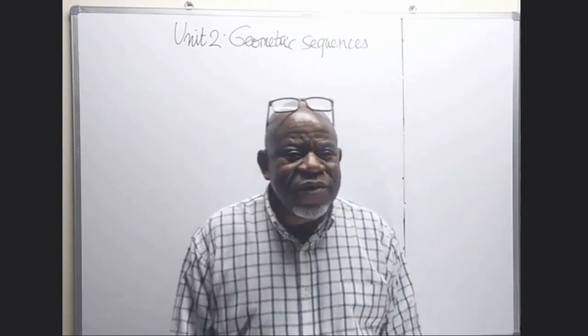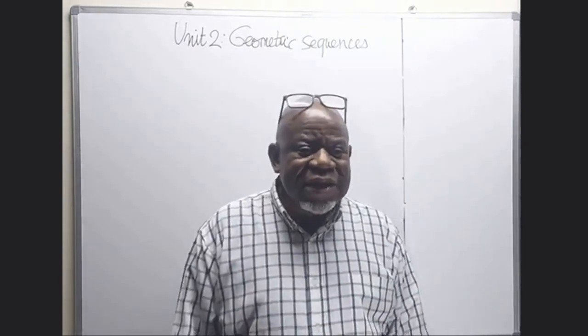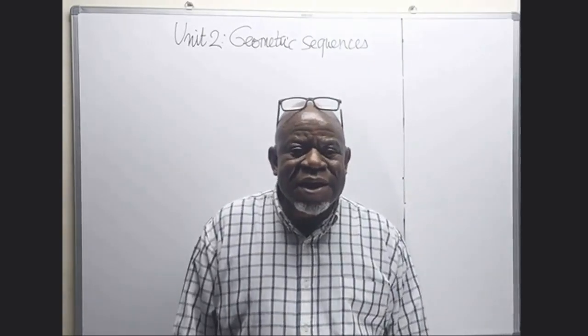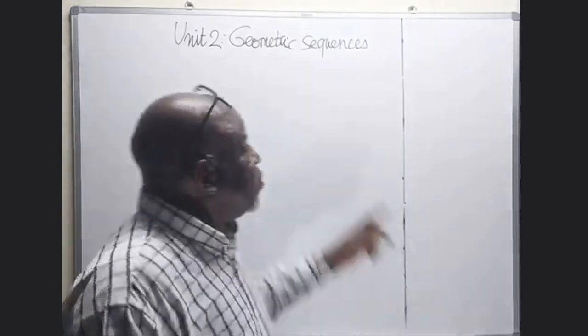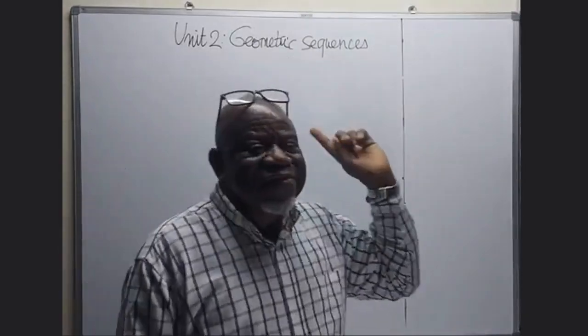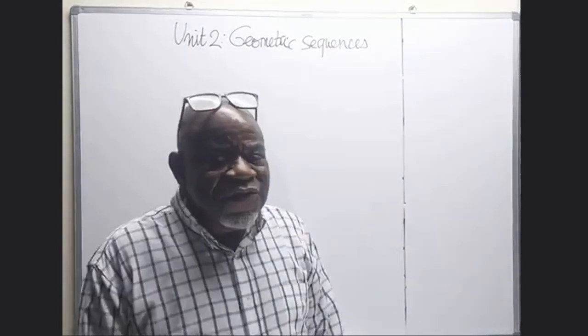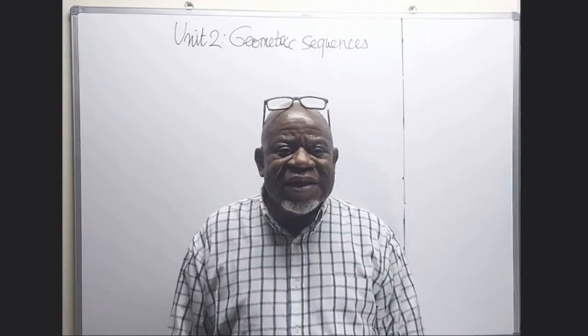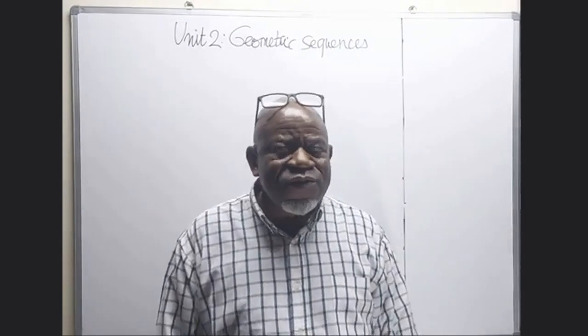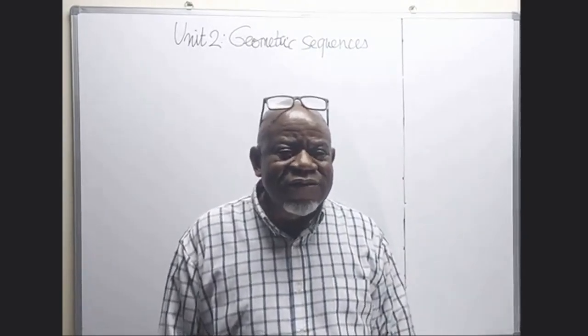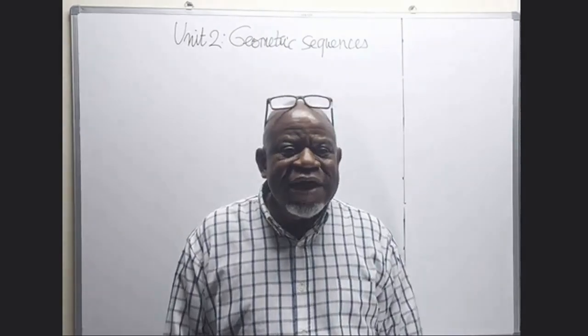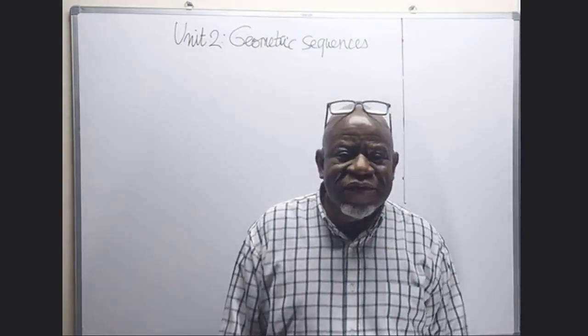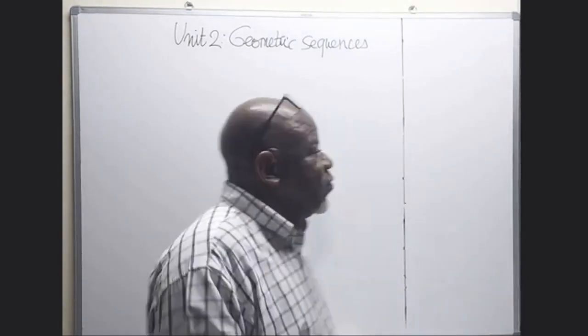Remember last time we were talking about arithmetic sequences. Now we're gonna talk unit 2, geometric sequences. A geometric sequence is a sequence of numbers with a common ratio between consecutive terms. So in general, we define a geometric sequence as follows.